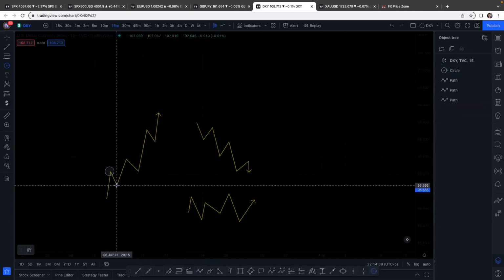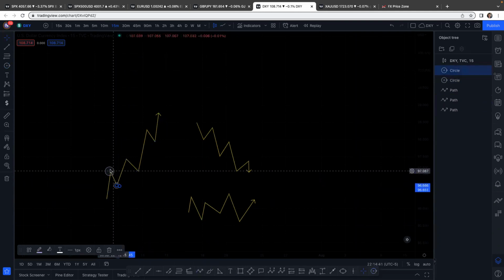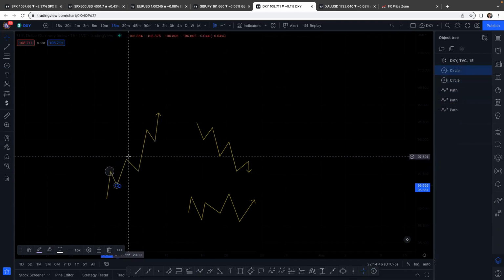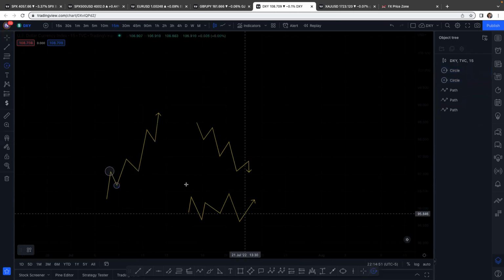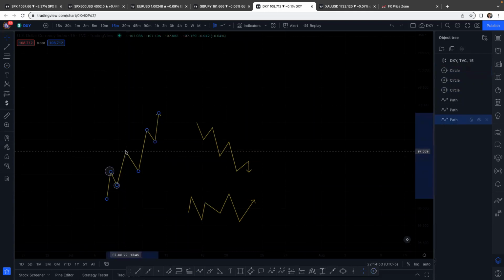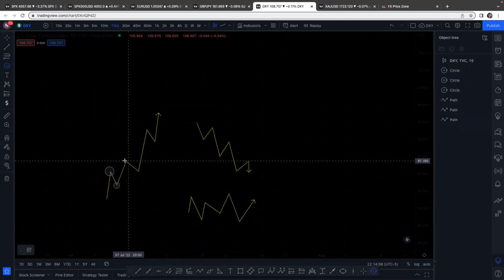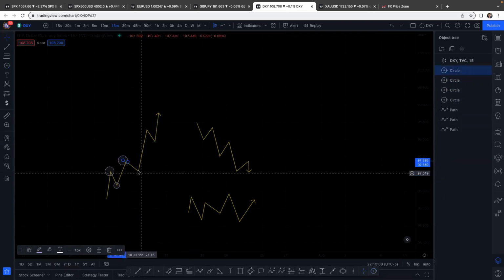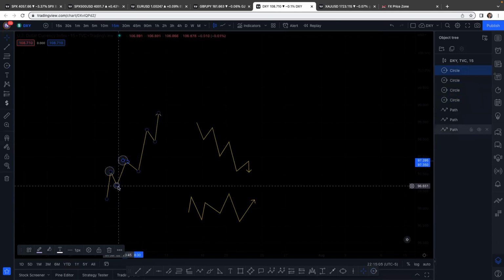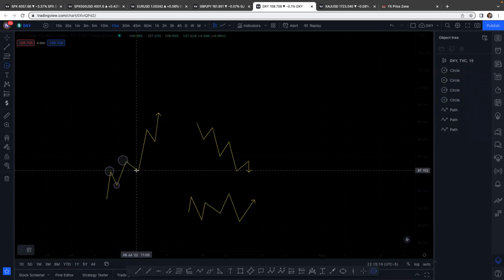Let me get the tool to highlight it. So this is a higher high because remember, this right here is a high. So this high is higher than this high, so it's considered a higher high. And then this particular one would be a higher low because it's higher than this particular low right here. And that's what makes it an uptrend, right?